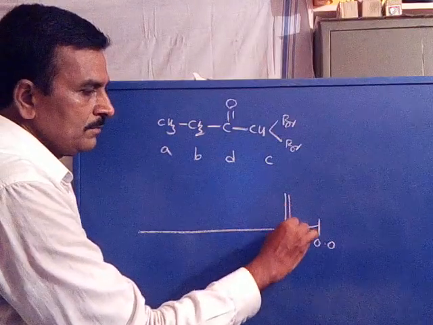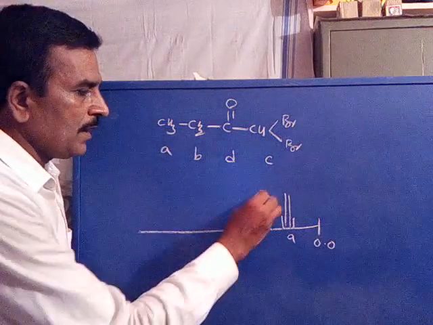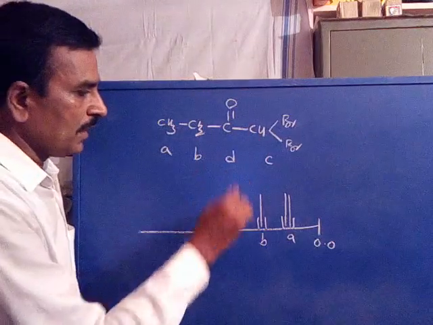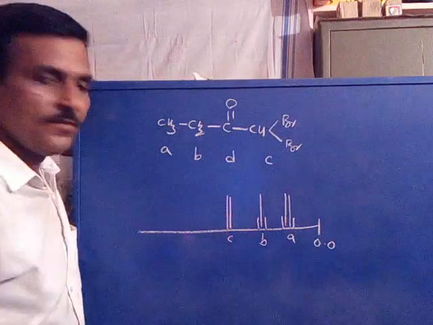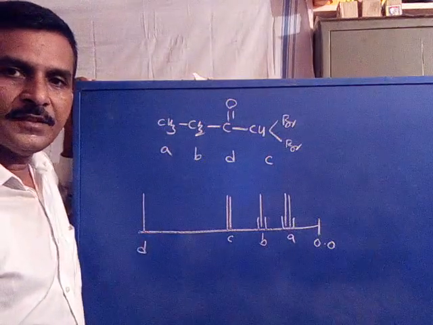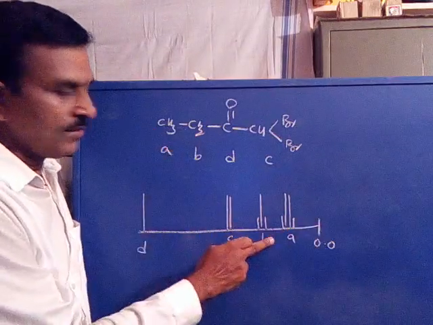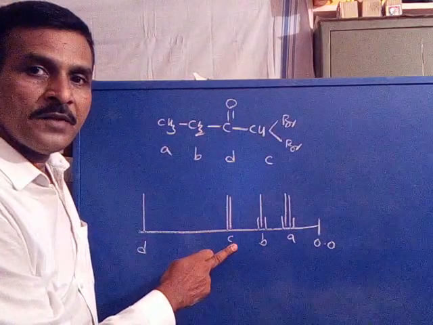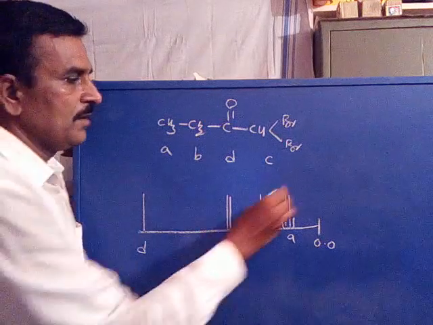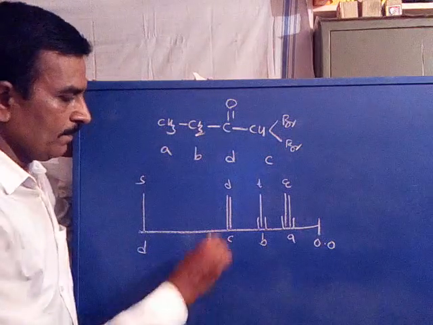carbon A signal as a quartet, B carbon as a triplet, C carbon as a doublet, D carbon as a singlet. Is it clear? A is CH3, hence quartet. B is CH2, hence triplet. C is CH carbon, hence doublet. D carbon is a carbon without hydrogen, hence singlet. Quartet, triplet, doublet, singlet. Now range.